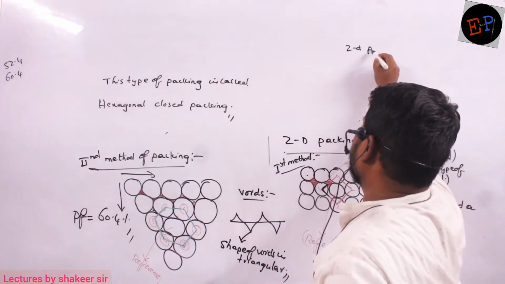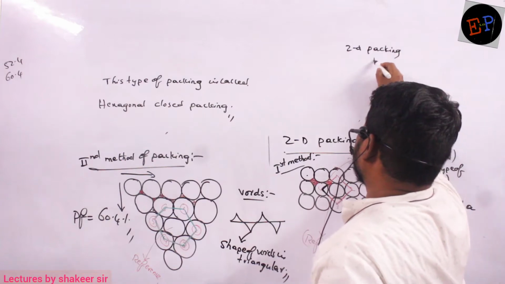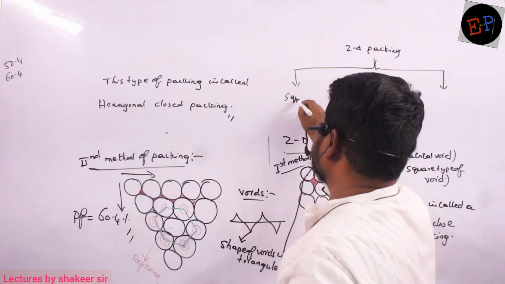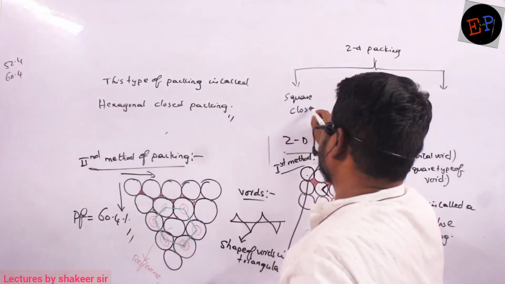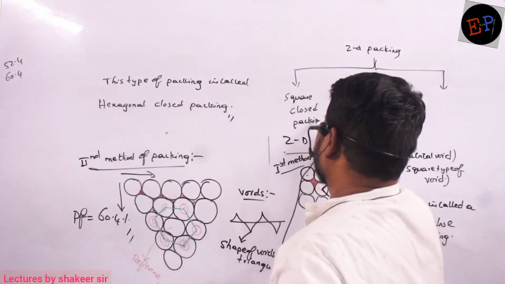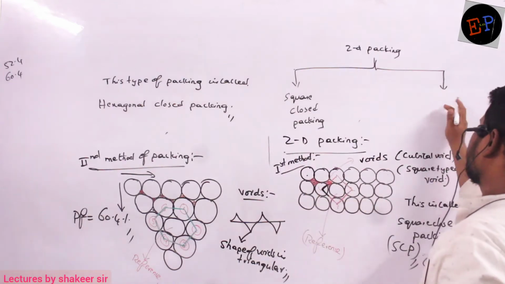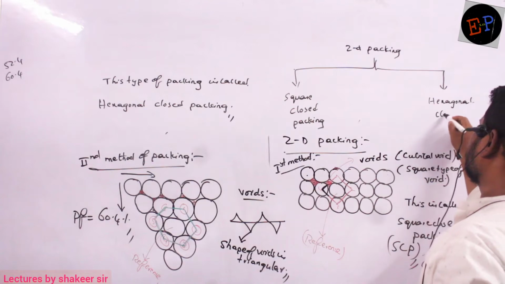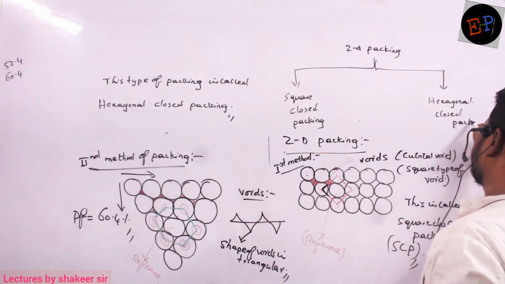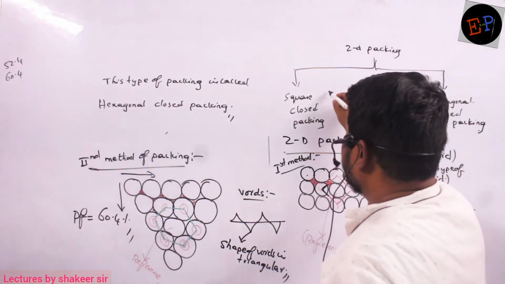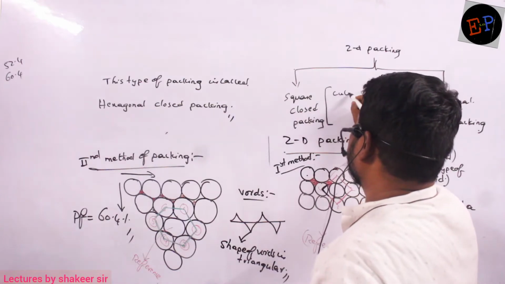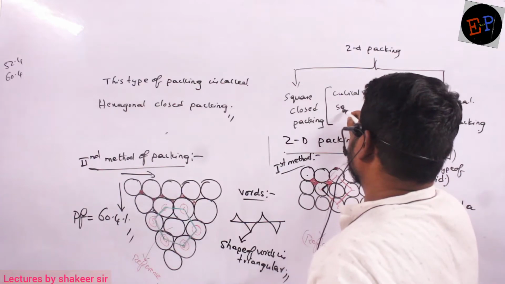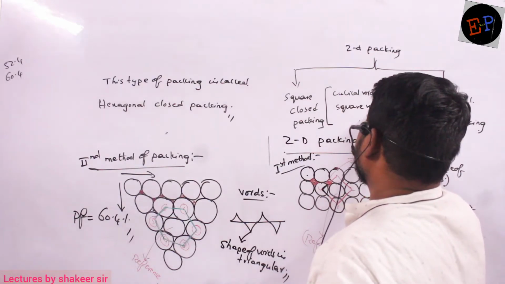So 2D packing, you can divide this into 2 types. The first one is square closed packing, and the next one is hexagonal closed packing. So here, what is the type of void which is present? Cubical voids, or you can call them square voids. So this is the type of void present here.